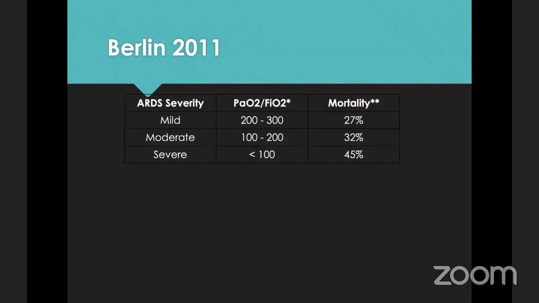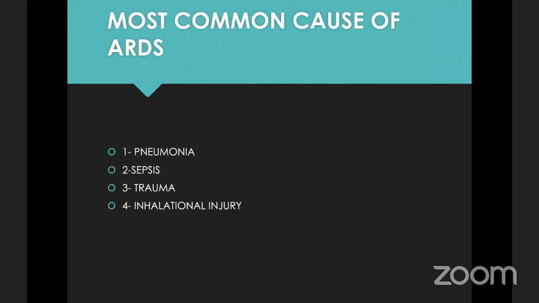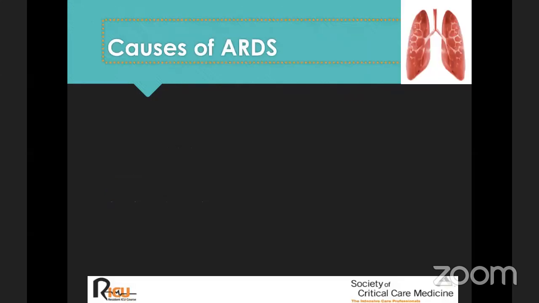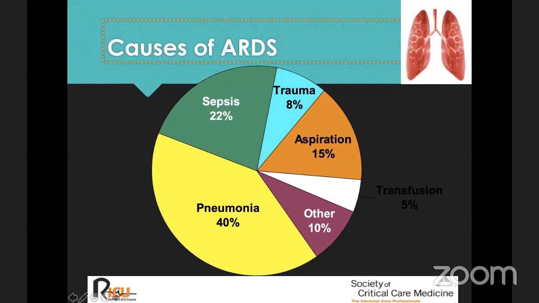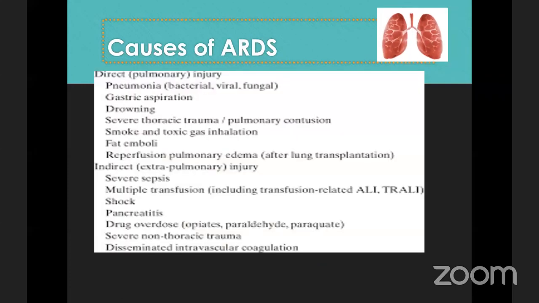So actually when the severity is more, the mortality will be higher. Like if it is mild, the mortality is 27%, but if it's severe, it reaches up to 45%. So what are the common causes of ARDS? Actually, the most common causes here are pneumonia, sepsis, trauma, and inhalation injury. Pneumonia is the major, 40%, then sepsis 22%, then aspiration pneumonia, after that trauma and others. Actually, transfusion is only 5%.